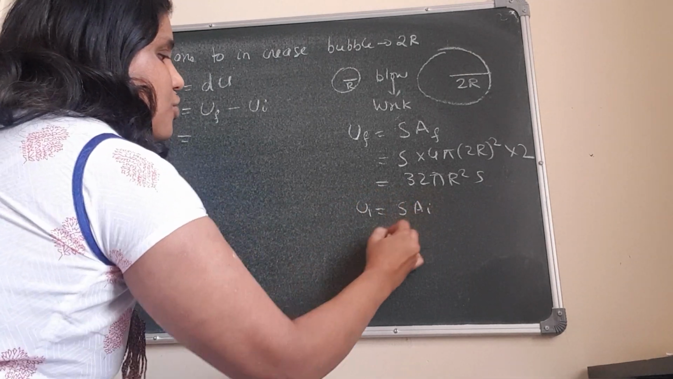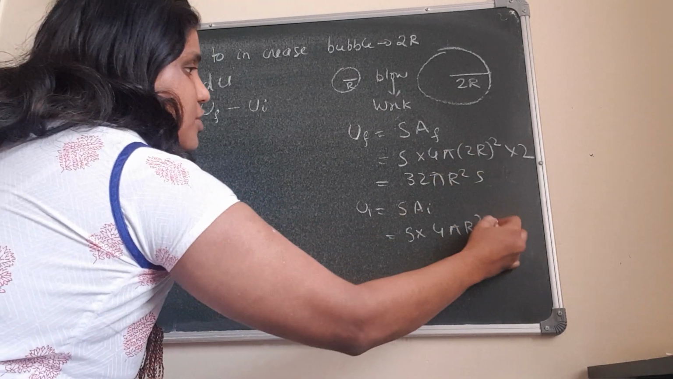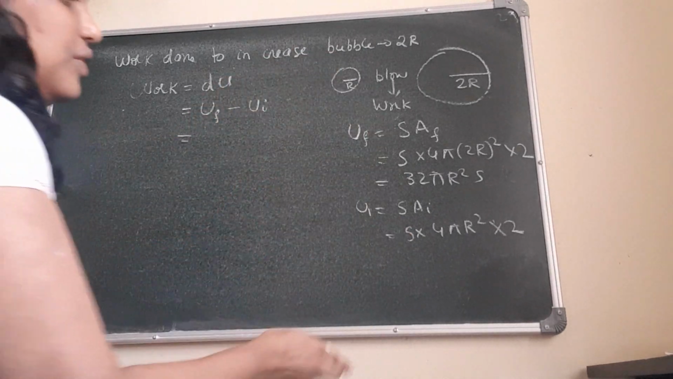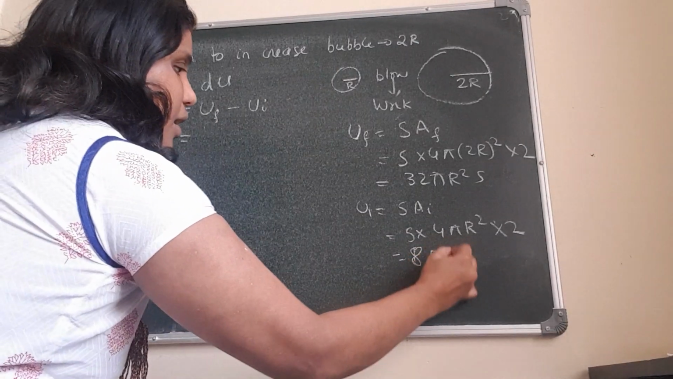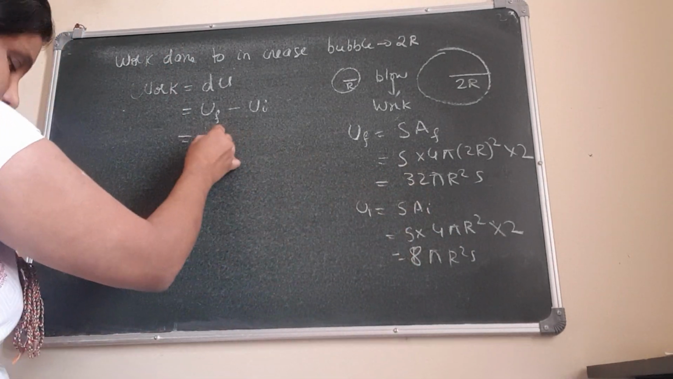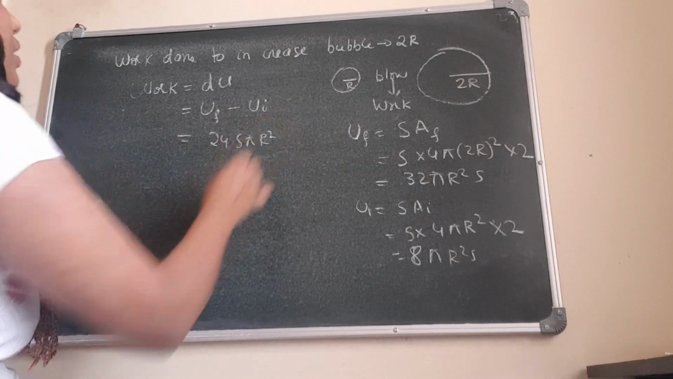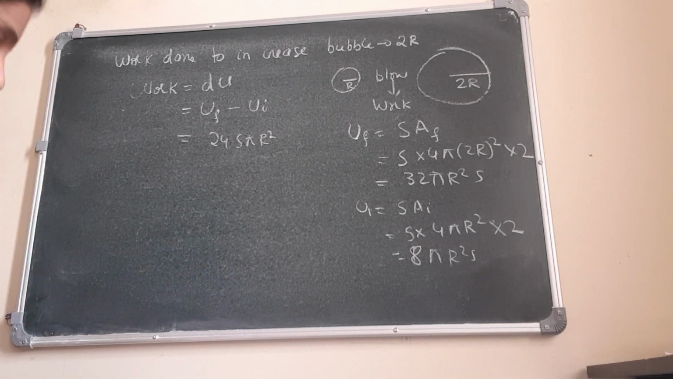And what will be U initial? Again it is S into 4 pi r square, with r being just r here, into 2 because of surface 1, surface 2. So this is going to be 8 pi r square into S. Now if you take the difference, 32 minus 8, you are going to get 24 S pi r square. This is the work done to increase the size of the bubble from r to 2r. Alright. Now there are a couple of questions. You can just go through my notes.